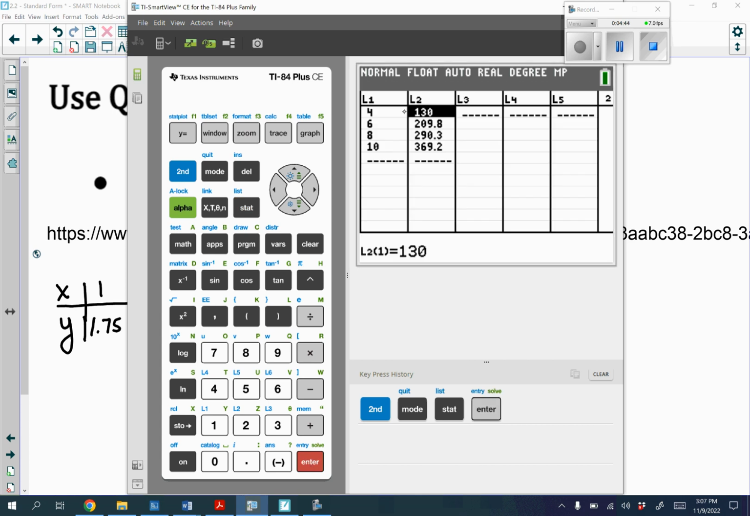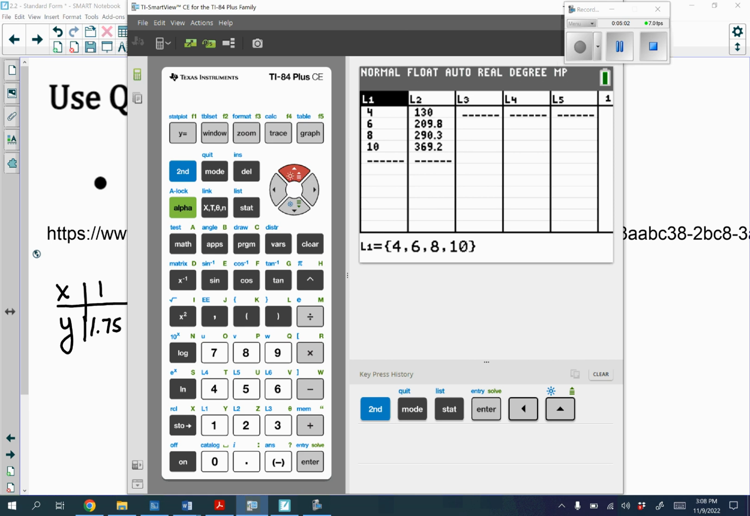Now you're going to see an L1 and L2. You'll see that I already have numbers here. If that is the case for you, I'm going to right arrow over and up arrow so my L1 is highlighted. To clear, not delete, but clear the list, press the clear button. So press clear and then enter. Now we get to put all the numbers in for L1.